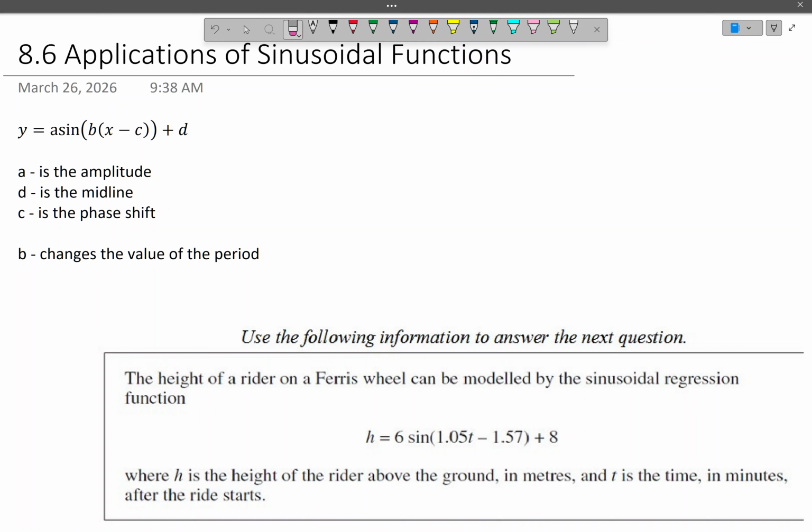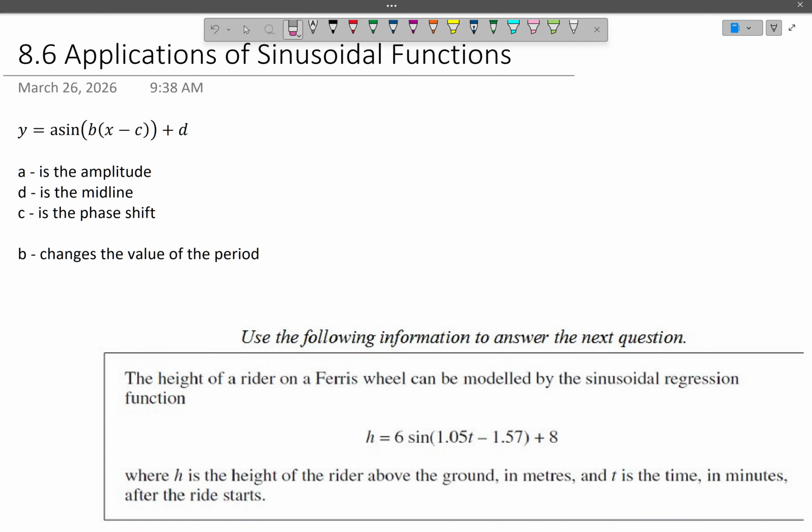Hello and welcome to my video, lesson 8.6 on the application of sinusoidal functions. This is just a culmination of a whole bunch of different sinusoidal function questions. Although this is meant for 30-1, it really does fit for 30-2 as well, almost completely, other than some of the equation stuff later on.